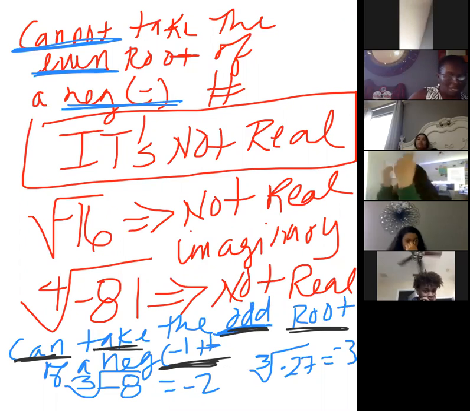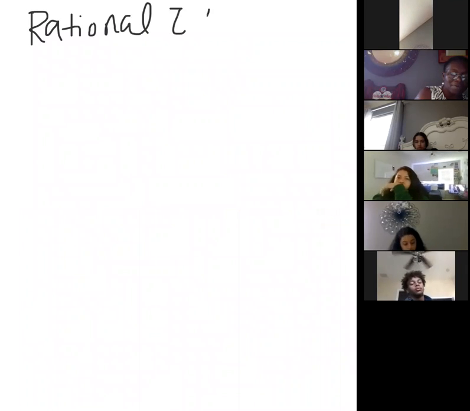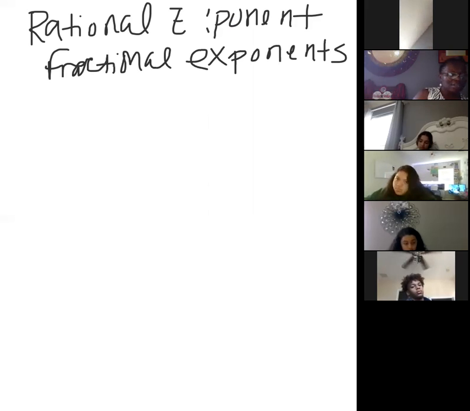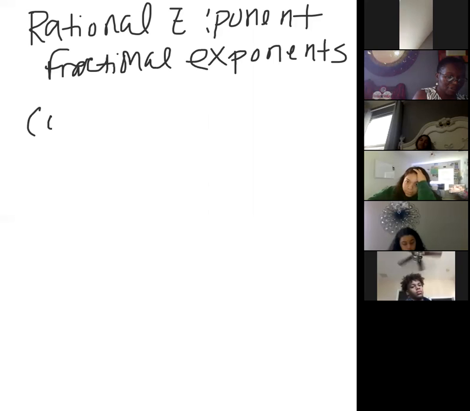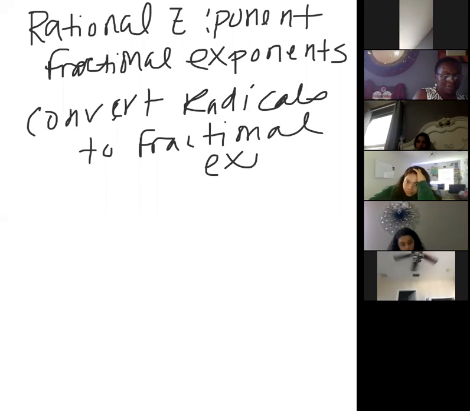All right, guys. So before I head on to number 20 and 22, let me go ahead and talk about the rational exponents, and then I will go to number 20 and 22. Now, when we talk about rational exponents, we're looking at fractional exponents. Basically, the fractional exponents come from the radicals. We convert the radicals to fractional exponents. Now, how do we do this? Here's how we do it, guys.